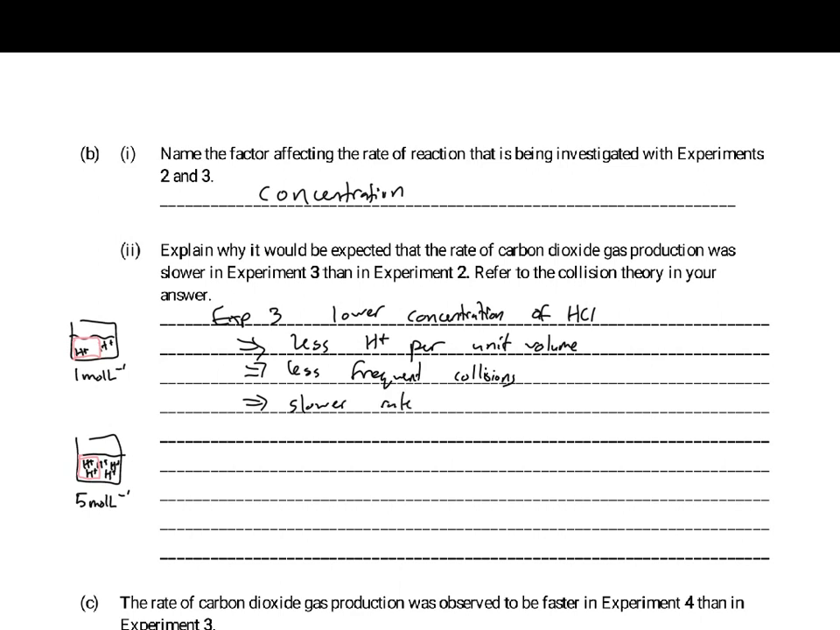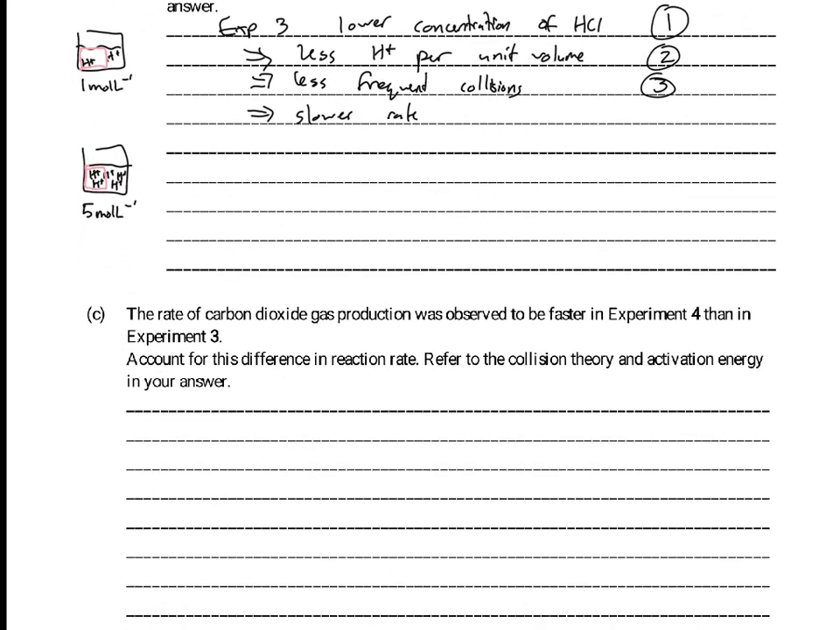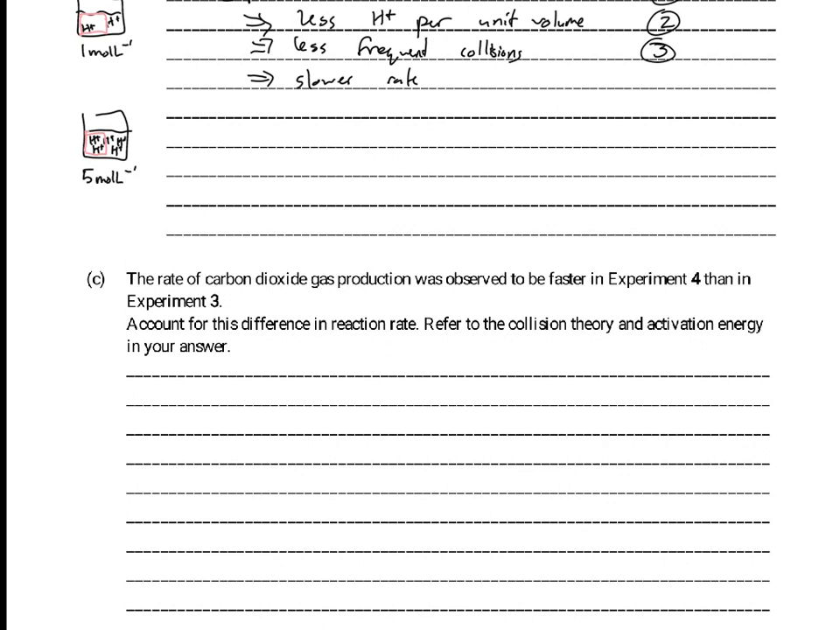Okay, again, I've got my 3 key ideas. What have I changed? How does that affect the particles? How does that affect the collisions? Alright, jumping down the page, comparing experiment 4 and 3. So if you look at experiment 4 and 3, the difference is the temperature. So experiment 3 is done at 25 degrees, experiment 4 is done at 45 degrees.